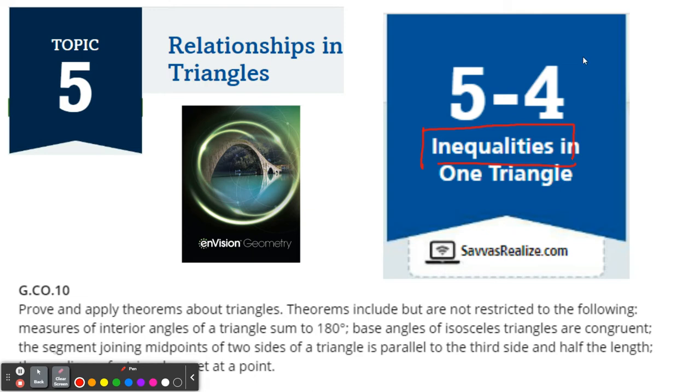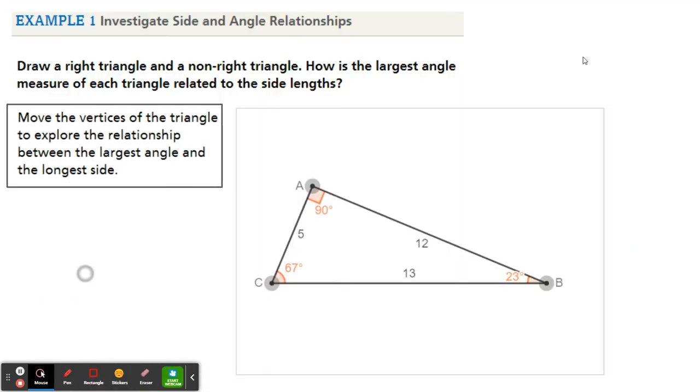Okay. All right, so let's take a look at some problems here, or some ideas. It says investigate side and angle relationships. Draw a right triangle and a non-right triangle. How is the largest angle measure of each triangle related to the side length, right? So we want to compare the largest angle to the longest side. So let me get to Savas.